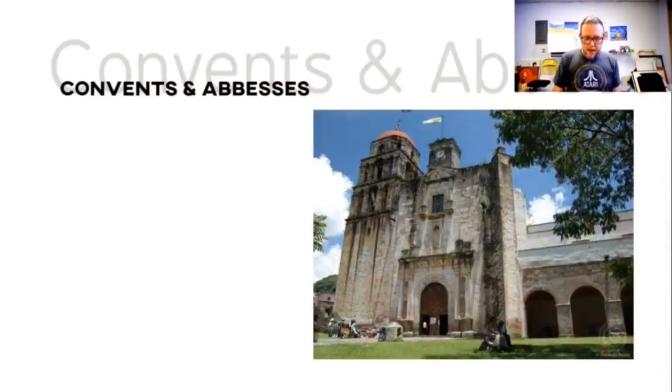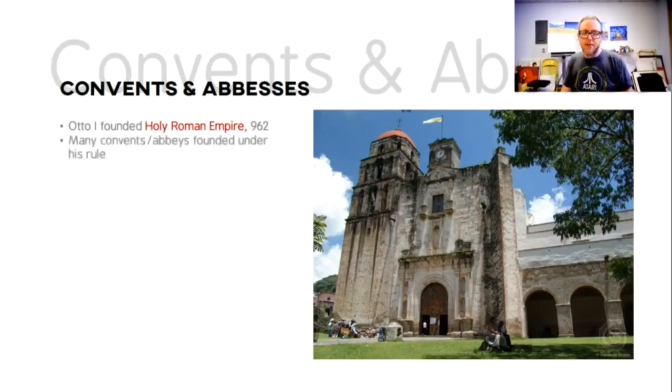Let's talk about convents and abbesses. Abbesses would be nuns who are in charge at a convent, or what might be called an abbey. So, after the fall of the Empire of Charlemagne, Germany becomes the first region of Europe to reestablish a stable government, and Otto I founds the Holy Roman Empire in 962. Many convents, and these are establishments that would be dedicated to the education of nuns and even laywomen, were founded under his rule. And each convent was under the tutelage of an abbess.